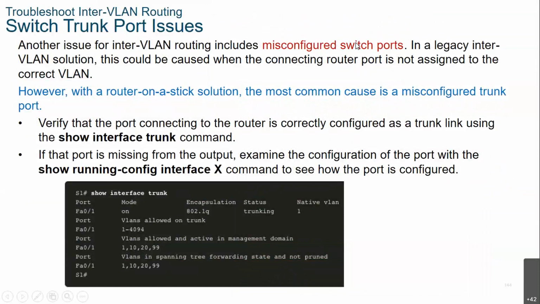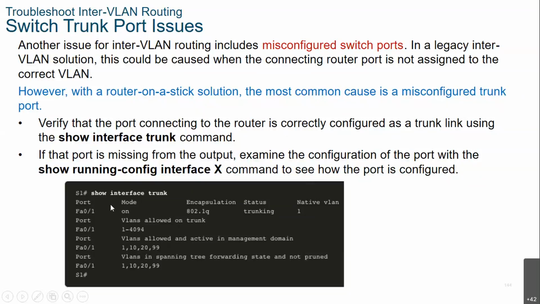However, the most common is a misconfigured trunk. So it's basically either it is an access port but you put it as a trunk, or it should be a trunk but you put it as an access, or you forgot to do it altogether. So verify that the port connecting to the router is correctly configured as a trunk.